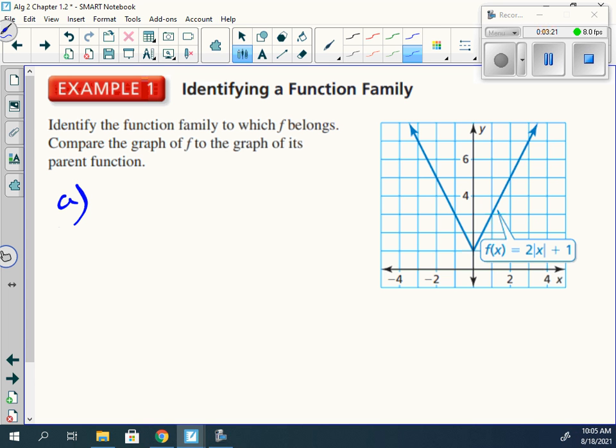So what do we think? What is its parent? We can look back at the first page to see.